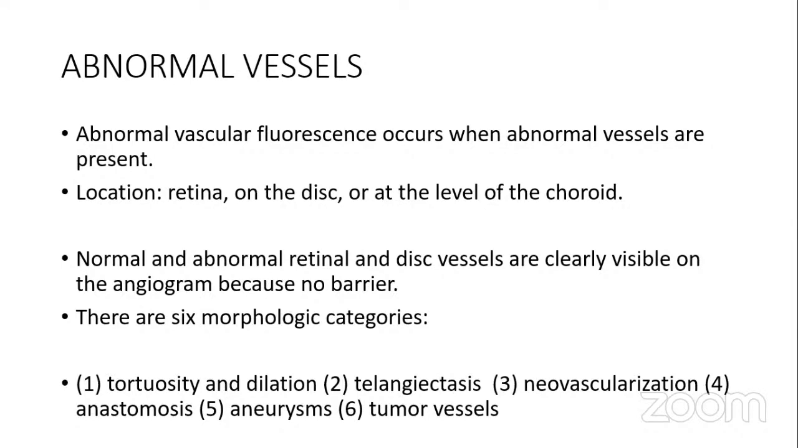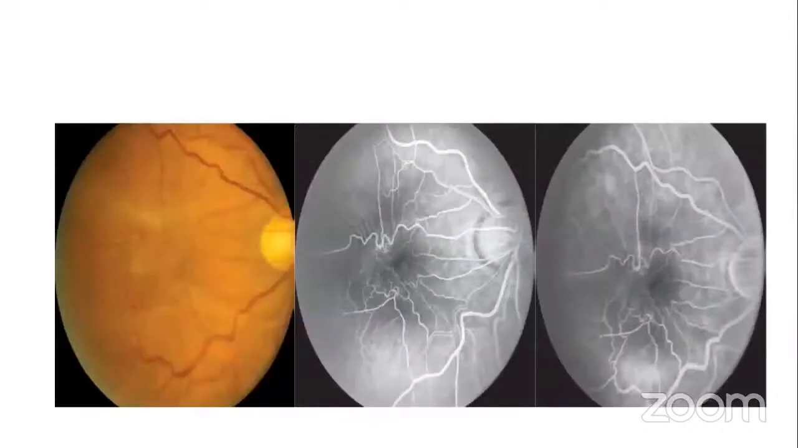So what you have in vessel morphology is either a tortuosity or dilatation. The vessel could be telangiectatic, it could be neovascularization, you could have anastomosis, it could have aneurysms, and it could be tumor vessels, okay? So let's go. Now, this patient has epiretinal membranes causing a dragging of the macula. So this is what we commonly call the macular pucker, or epiretinal membrane maculopathy. How do you know this?